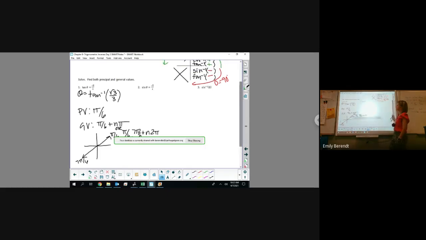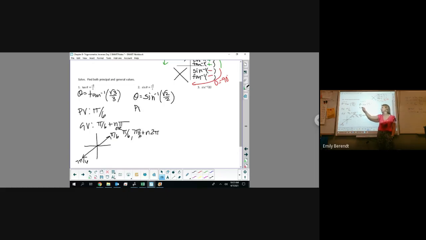Number 2, sine of theta equals square root of 2 over 2. Theta is the angle. We use a what to find an angle? Inverse, because it rhymes with Schminverse. So the inverse sine of a positive. So what angle has a y value of root 2 over 2? Pi over 4. So pi over 4 is our PV.